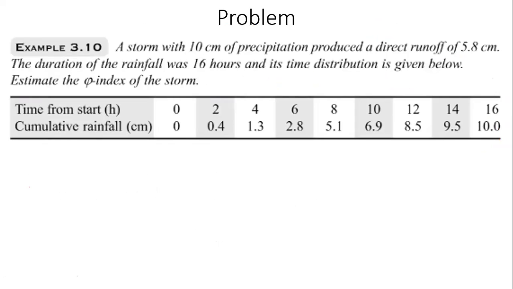So this is the problem statement, coming from Professor Subramania's textbook. A storm with 10 centimeters of precipitation produced direct runoff of 5.8 centimeters. The duration of the rainfall was 16 hours and its time distribution is given below. Estimate the phi index of the storm. So the information provided to you gives you the time versus cumulative rainfall. So what kind of plot is this? This is not a hyetograph. What is this?